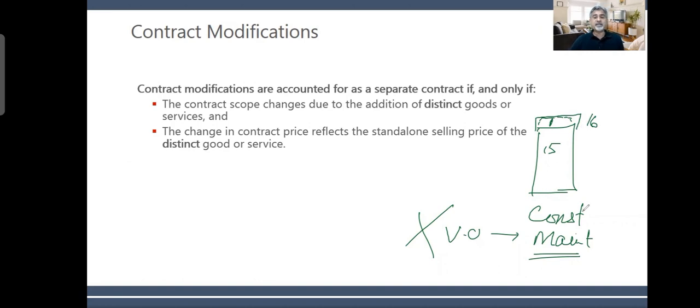But if you say after doing construction, you also will do the maintenance of the building, this is not a variation of the existing contract. This is something different. So here you need to go for a separate contract. You need to make a new contract.